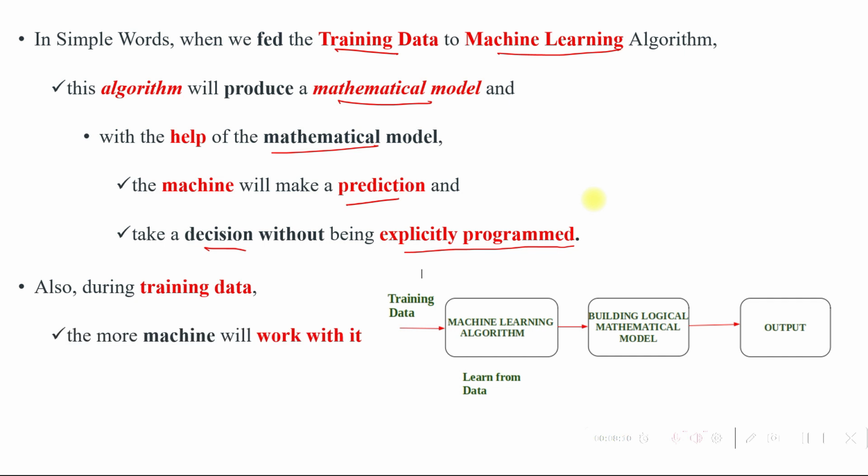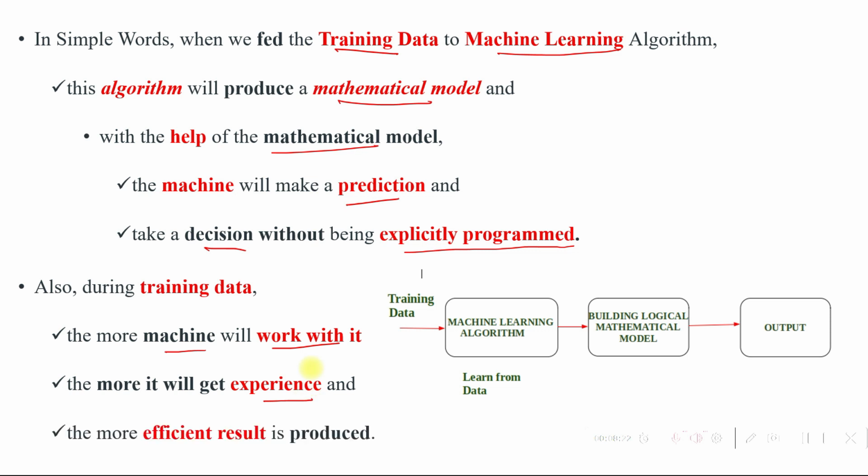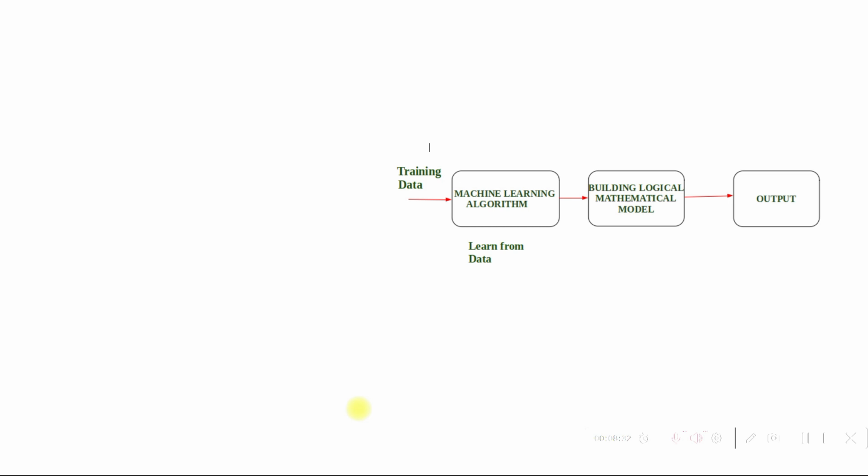During training, the more the machine works with the data, the more experience it gets, and the more efficient results it produces. Suppose we do more training on the data, automatically we will get better output. So simply it is called machine learning.